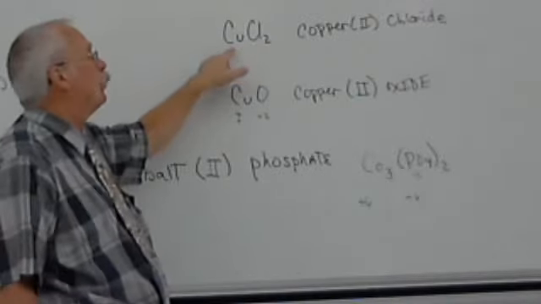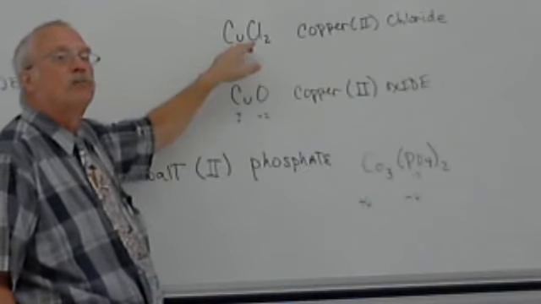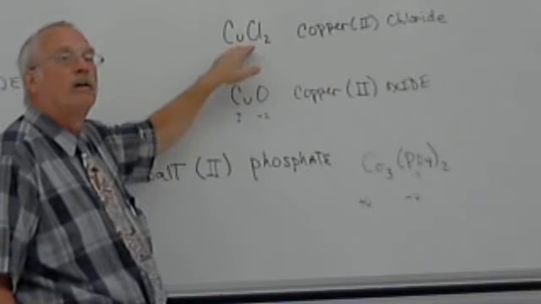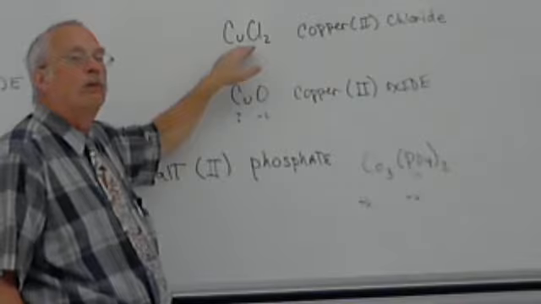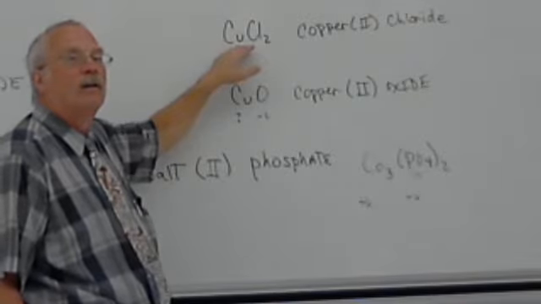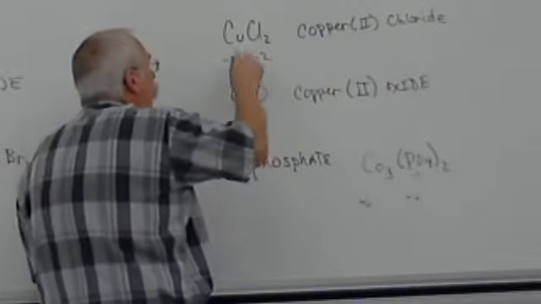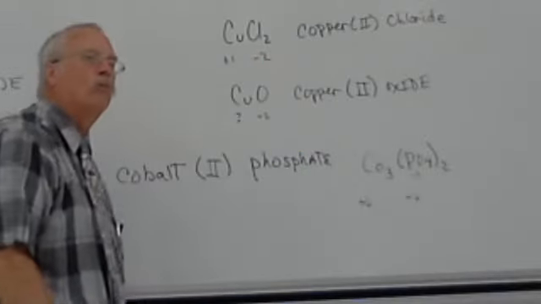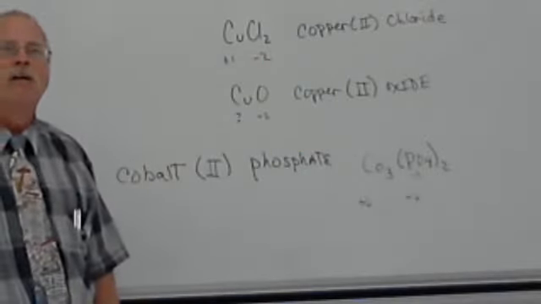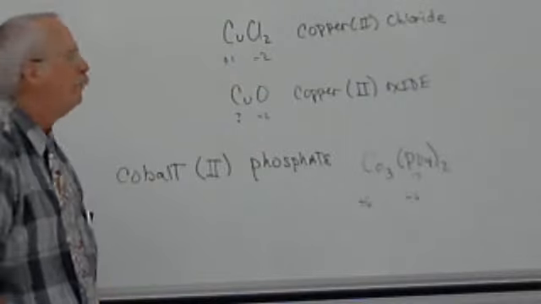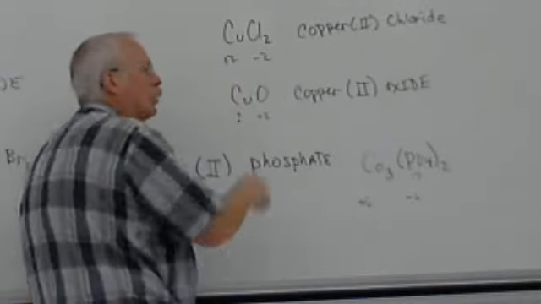So what must the copper be in order for this to be a neutral compound? Don't look at the table, look up here. +1? So a +1 and a -2 will total 0? No, so that's not good either. I agree. So it's copper 2.